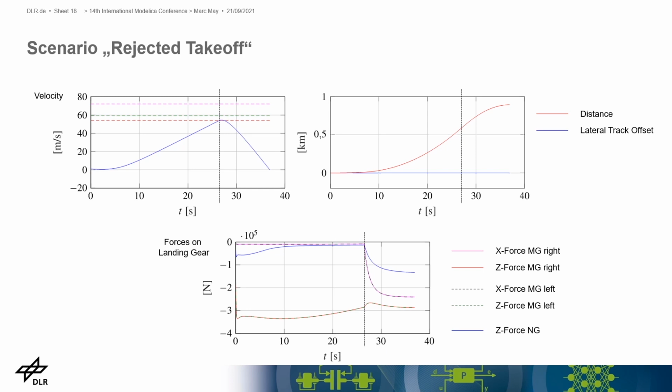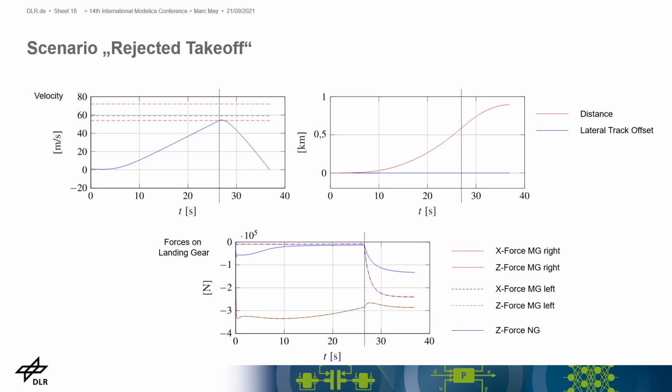Next to x-forces, it is also interesting to consider forces perpendicular to the ground. The blue curve shows the vertical force acting on the nose gear, while the lower red and green dashed line represent vertical forces on the main gear. Nose and main gear are unloaded during the acceleration phase because of the lifting force, which is proportional to the squared velocity. When the brake maneuver is initiated, it is clearly visible that the nose gear load increases while the main gear load decreases due to the pitching moment caused by inertia.